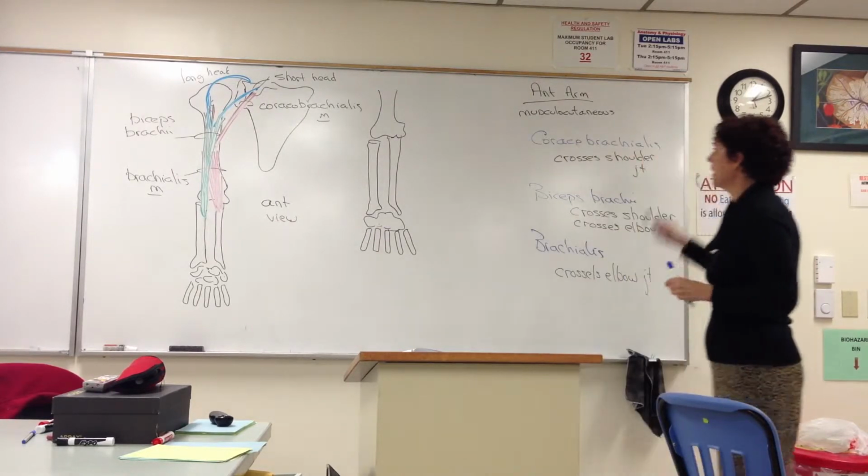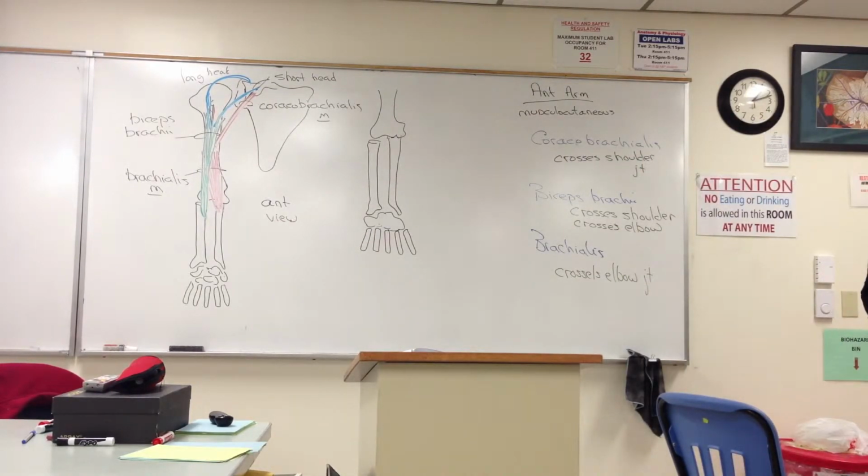Now, if we lose the musculocutaneous nerve, will we not be able to do any flexion or adduction of the humerus? Will that be absent? No, because we have those muscles we talked about earlier. We have the pectoralis major. We have deltoid that will still do flexion and adduction of the shoulder.